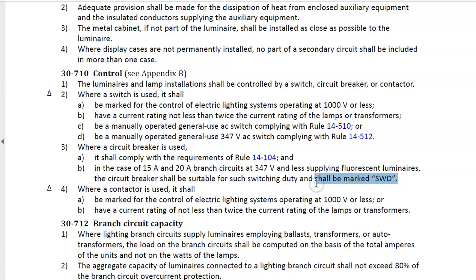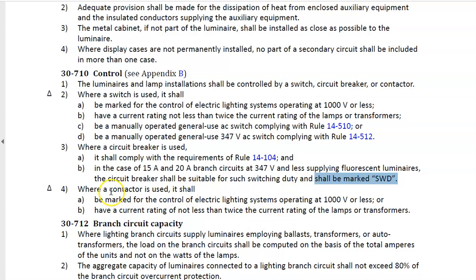Highlight that section right over there, shall be marked SWD. There's a big difference between something that can just carry the current through versus something that can be continuously operated off and on. So if the breaker is going to be used as a switch, I don't recommend it. But if it is, it needs to be SWD.